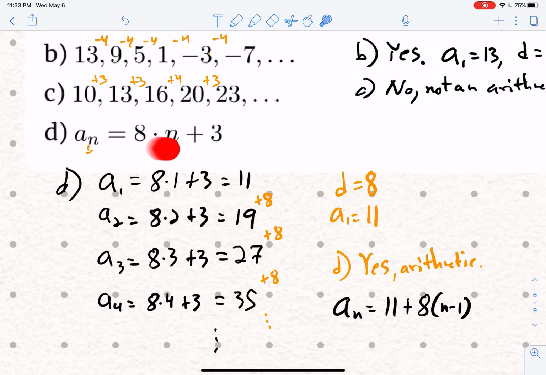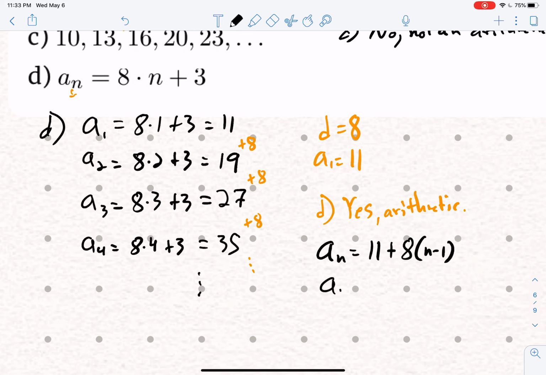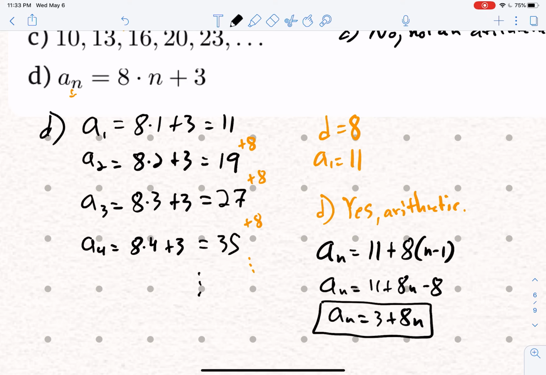That does not look exactly like this. This says An is equal to 8n plus 3. But this can be simplified a little bit. So let's simplify it and we'll see what we come up with. An is equal to 11 plus 8n minus 8. And then combining the 11 minus the 8 gives us that An is equal to 3 plus 8n. And of course, we could write that addition in the other order, 8n plus 3, means the same thing. And that is exactly what they gave us in the beginning.